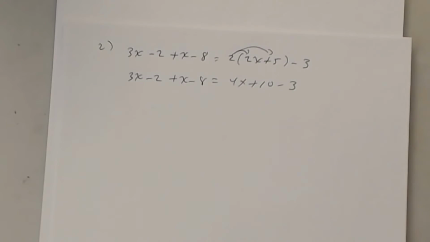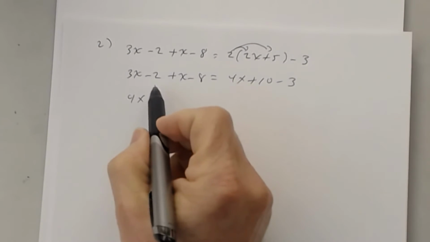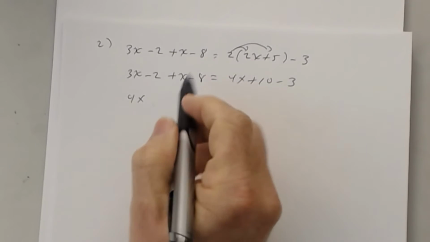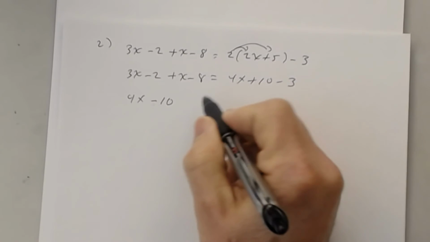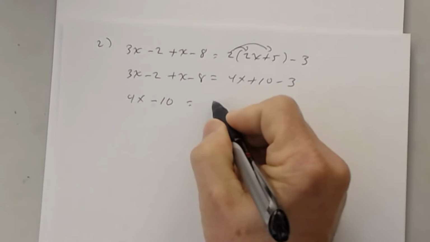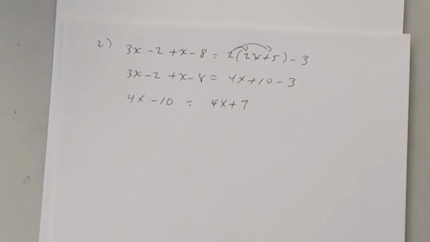All right. Then what do? Combine like terms. So on the left side, what do I get when I combine like terms? Yeah, 3x plus x is 4x. Negative 2 and a negative 8, minus 10. It's okay. You get 7 on the other side. Yes, you do get that. And so 4x, and that's equal to 4x plus what? 7. All right, so that's where I'm at.